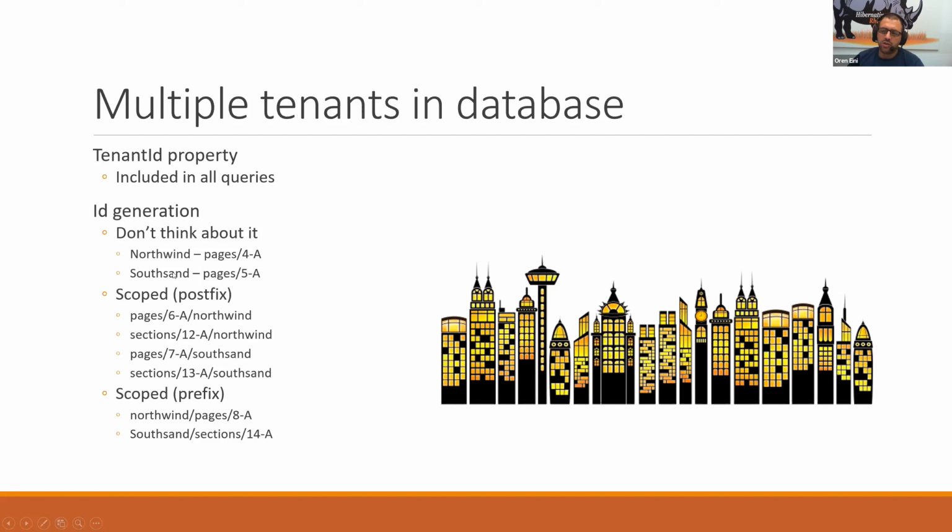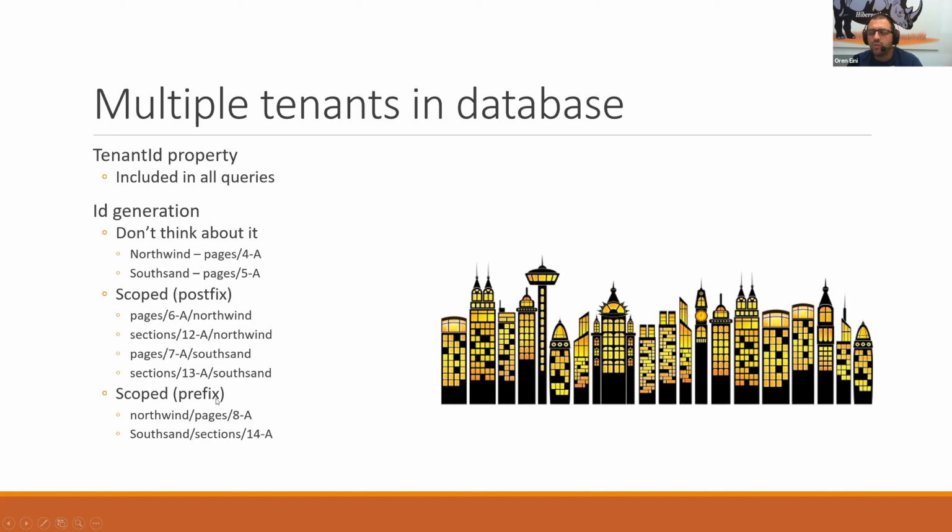Option number one is that I'm just generating IDs, I don't really think about it. All of the documents in the database share the same key space, and from the document ID of a document, I cannot tell which tenant it belongs to. So I just have to look into the tenant ID property inside. The other alternative is to put the tenant ID either in the document ID only or in the document ID and in the property itself. And you can do that either as a postfix or prefix option.